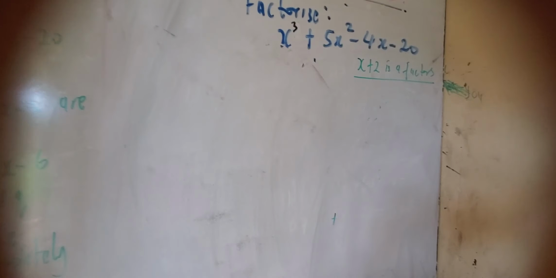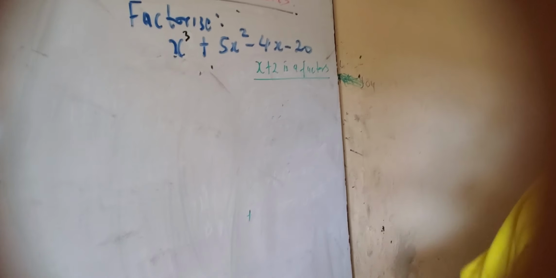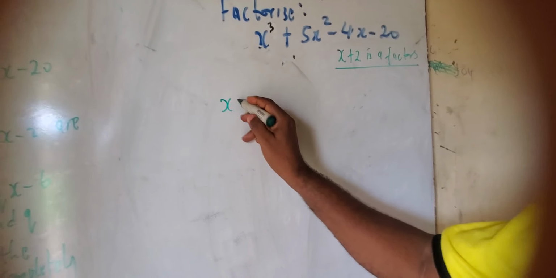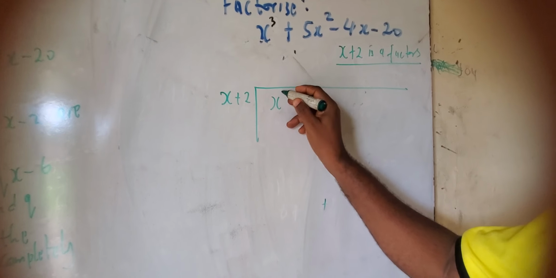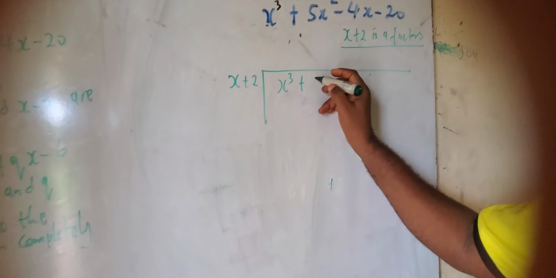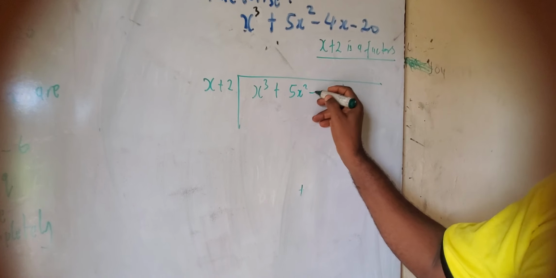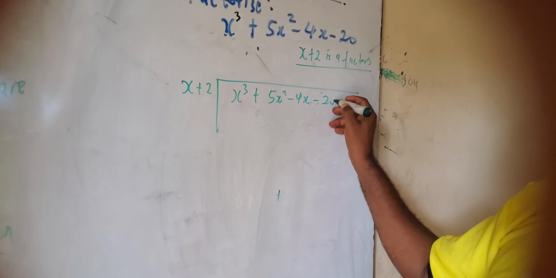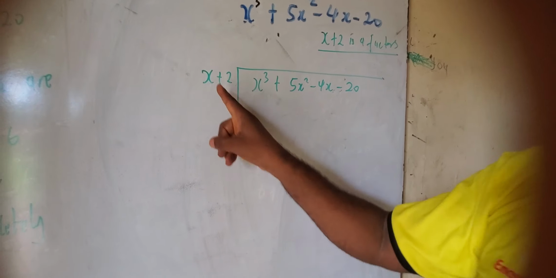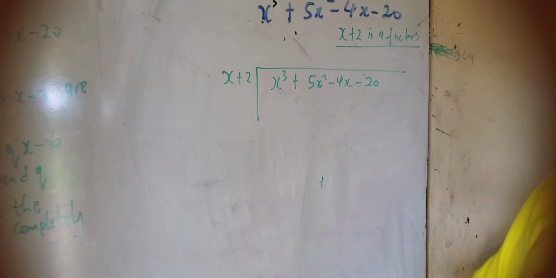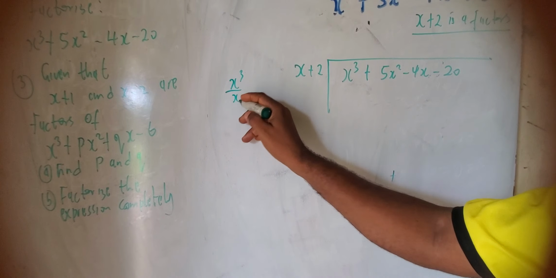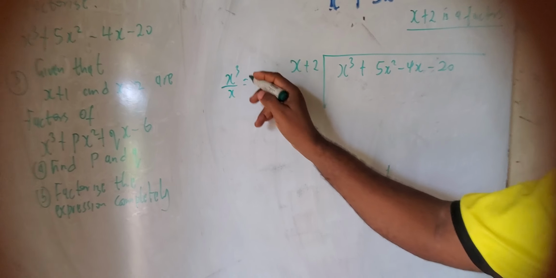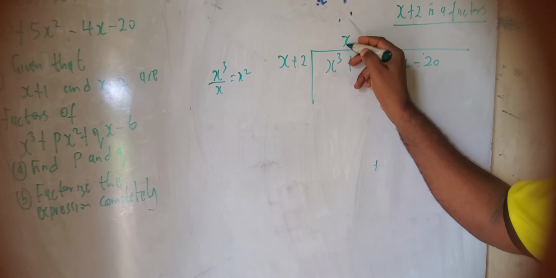Now, we are going to use this factor to divide this. We put the divisor outside, which is x plus 2. Then we write our polynomial inside: x cubed plus 5x squared minus 4x minus 20. So what you are going to do is use this to divide the first term here. That means x cubed divided by this x will remain x squared. So you write the x squared up.